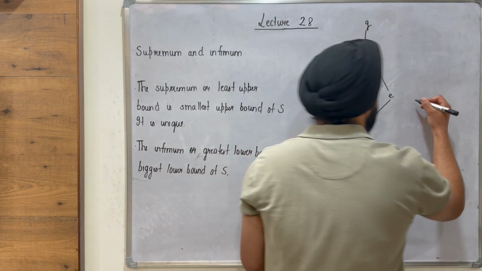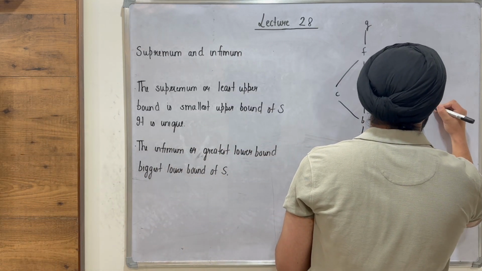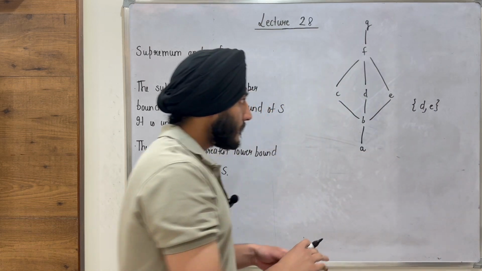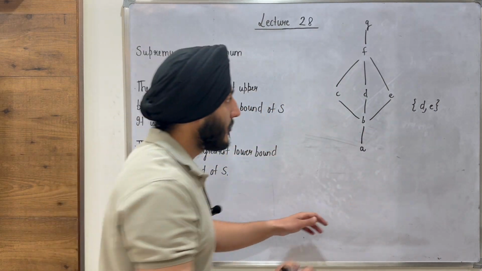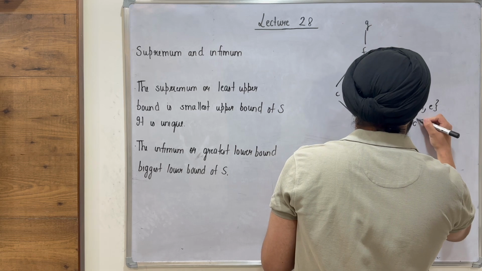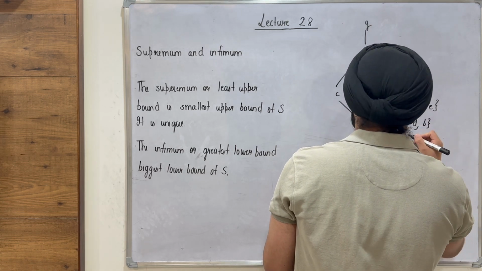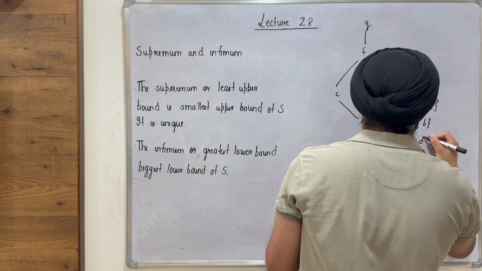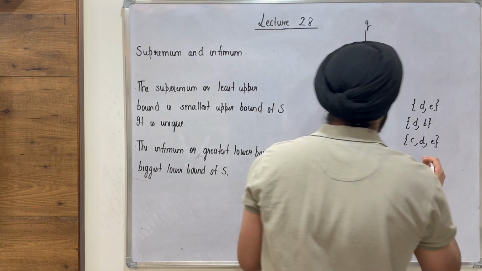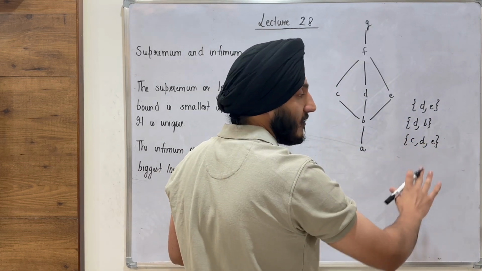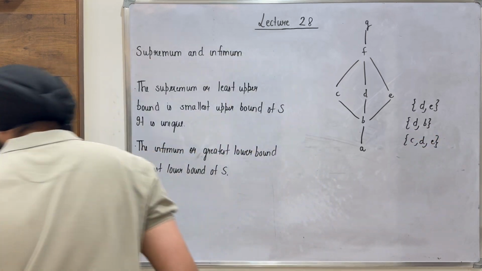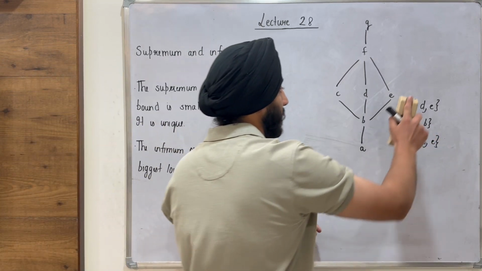So let's say I have this example. I consider the subset D, E. Remember, the subset could be anything. So maybe the subset could be D, B. Maybe the subset could be C, D, E. So there's no limit to it. So let's say for this example, let's consider C, D, E in this case.